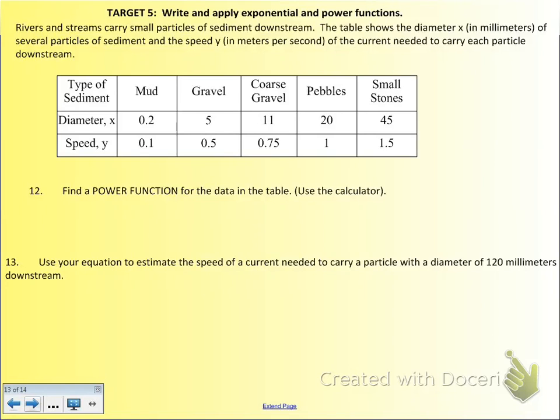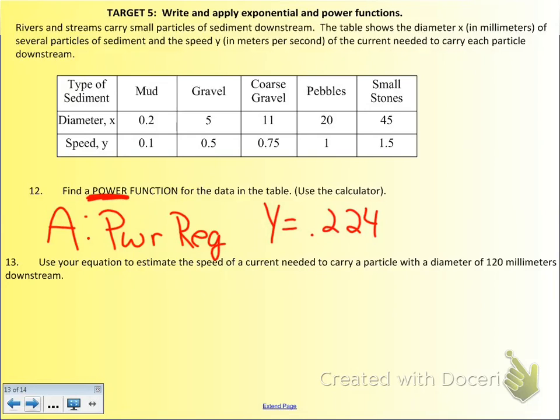So you put your x's in your L1s, your y's in your L2s, but then at the end here, you're going to hit the button A, which is the power regression. That's the button you want to hit instead of the exponential regression. We want a power function. So that tells us we want to do the power regression. So we plug that in to our calculators, and we get the glorious answer of y equals 0.224 x to the 0.5. So that is the answer to number 12.